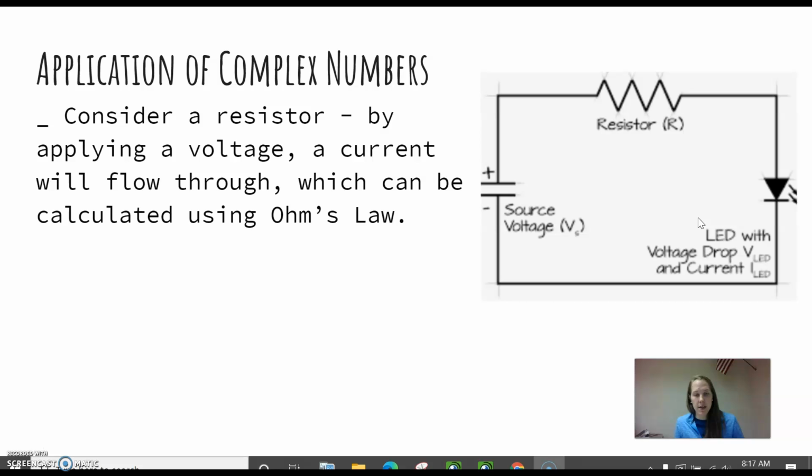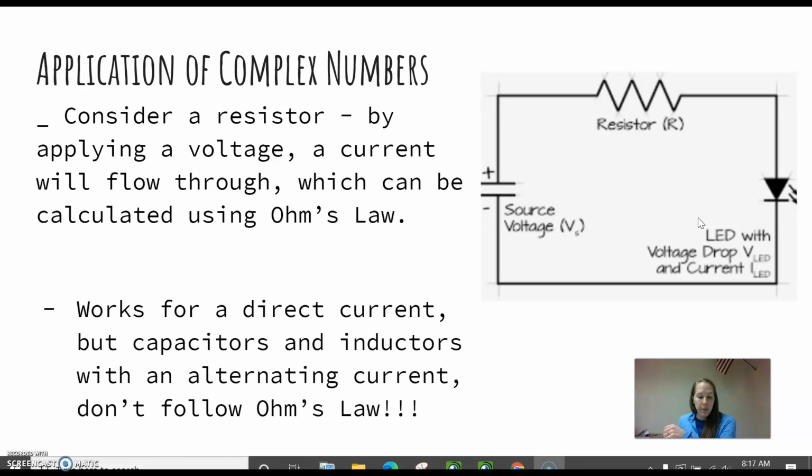So for example, consider a resistor. When we apply a voltage to a resistor, the current will flow through, which you can calculate using Ohm's law. However, if we know the instantaneous voltage, we can derive that current and find the power, which is how much work the electricity is willing to do. When we use complex numbers, we can use that to help us in performing some of these calculations.